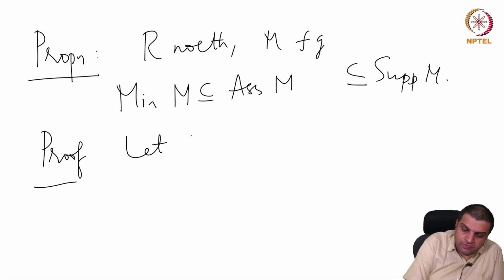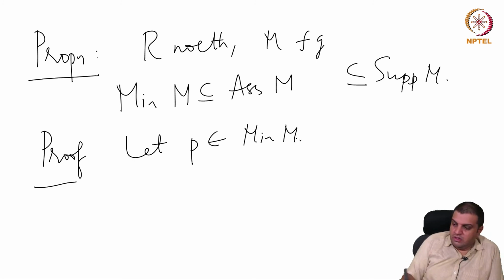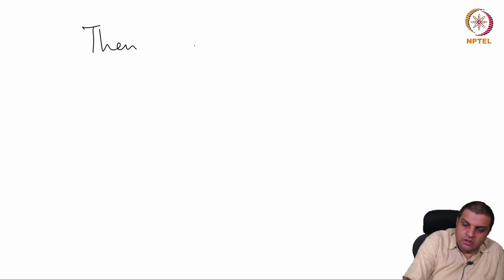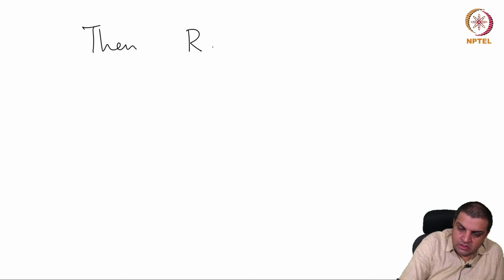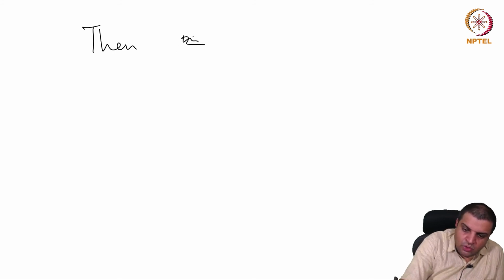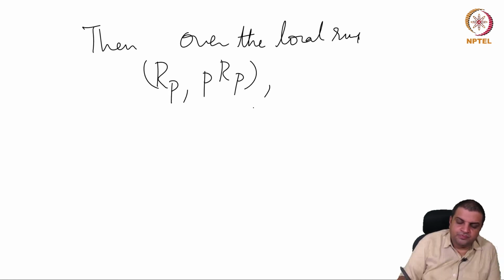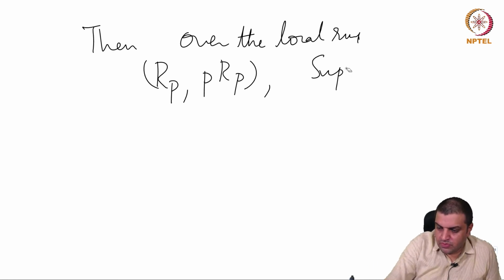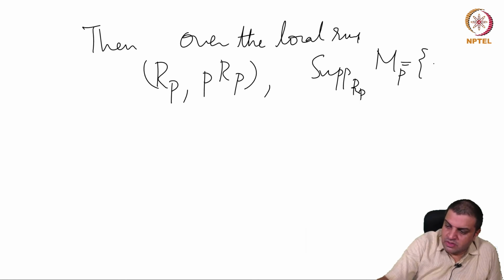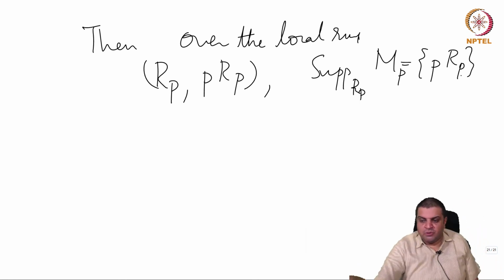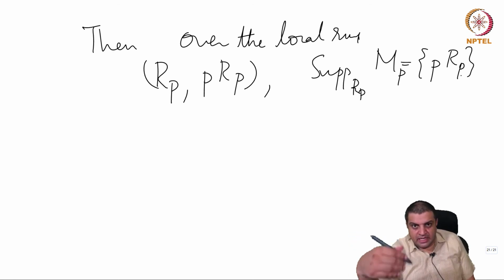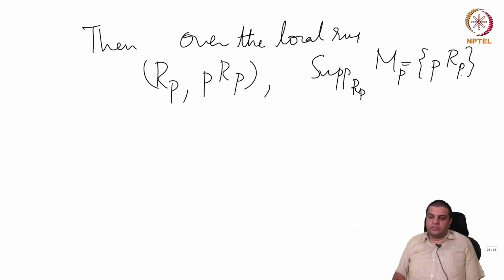Okay. So let P be a minimal prime. Then over the local ring, R localized at P, with its maximal ideal PRP, the support of M localized at P over this ring is just PRP, because after we localize, the only primes that would remain are primes that are inside P, but M is not supported at any prime which is inside P other than P itself. Okay. So this is what it is.